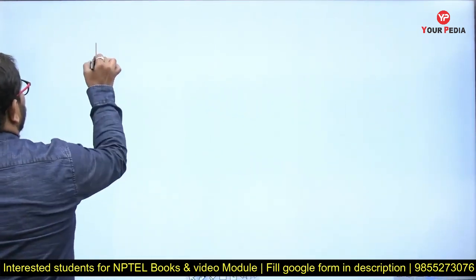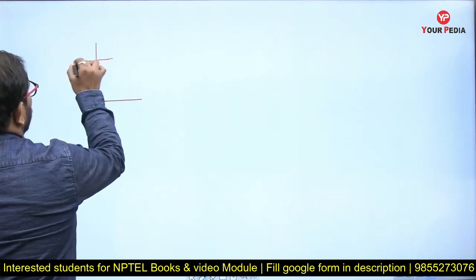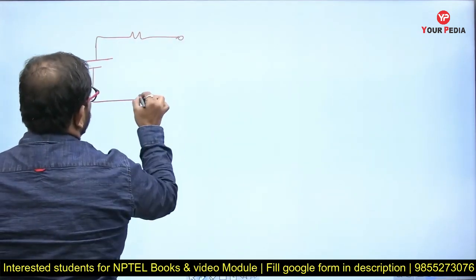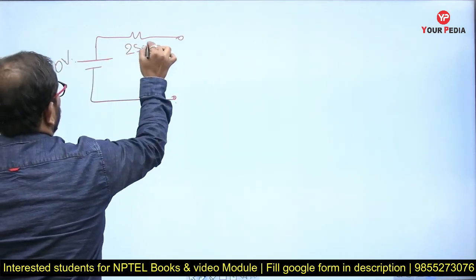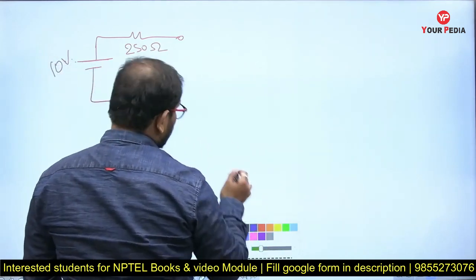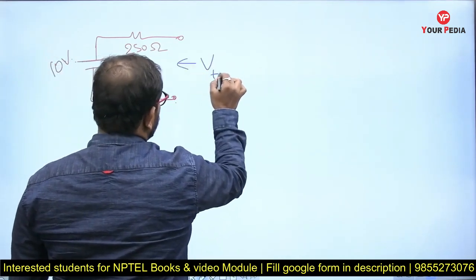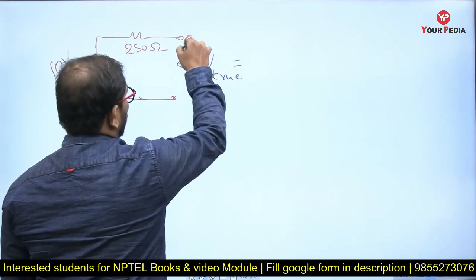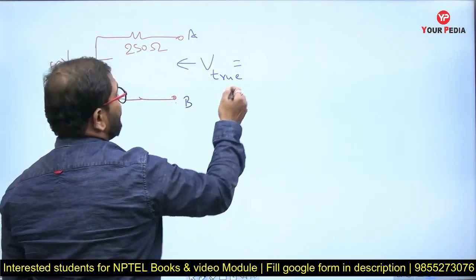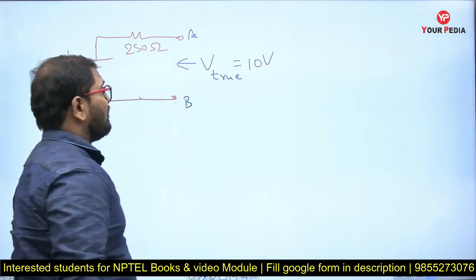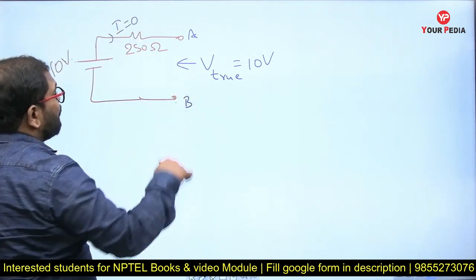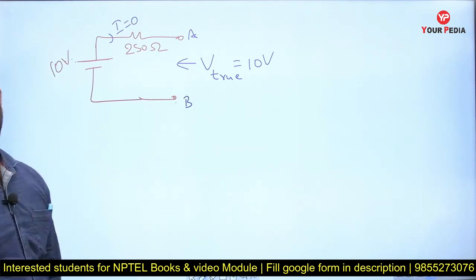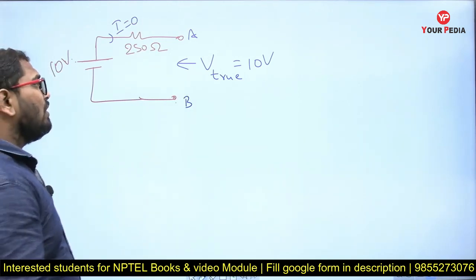Let me take the electrical equivalent circuit, and first we'll calculate the true voltage. This is 10 volts, and this is 250 ohms. Here he is asking what the true voltage is. By open circuiting the load terminals A and B, we'll get the true voltage. If we open circuit, there won't be any current flow in the circuit. So current is zero, and your output voltage or true voltage will be the same as your Thevenin's voltage of 10 volts. So this is one method.